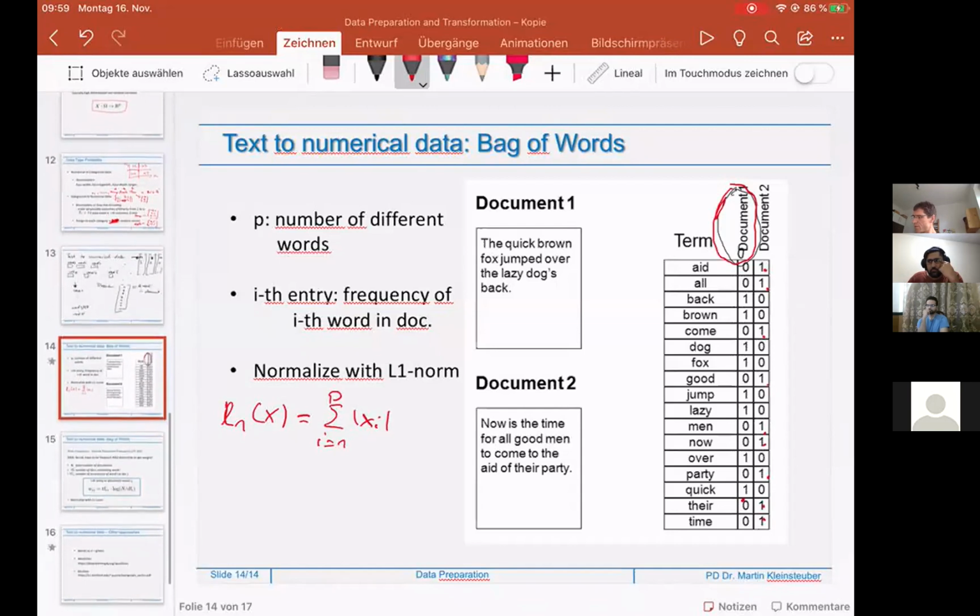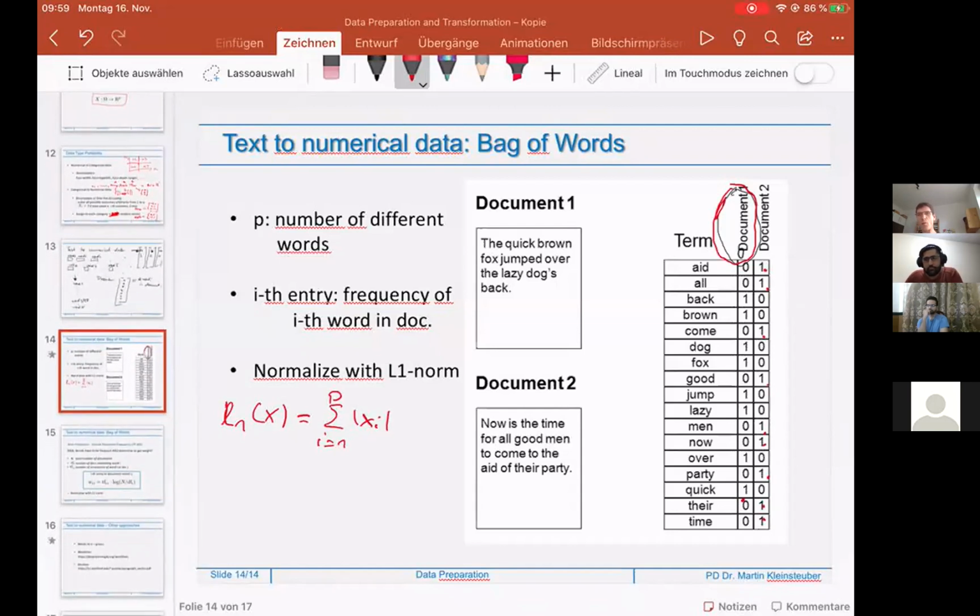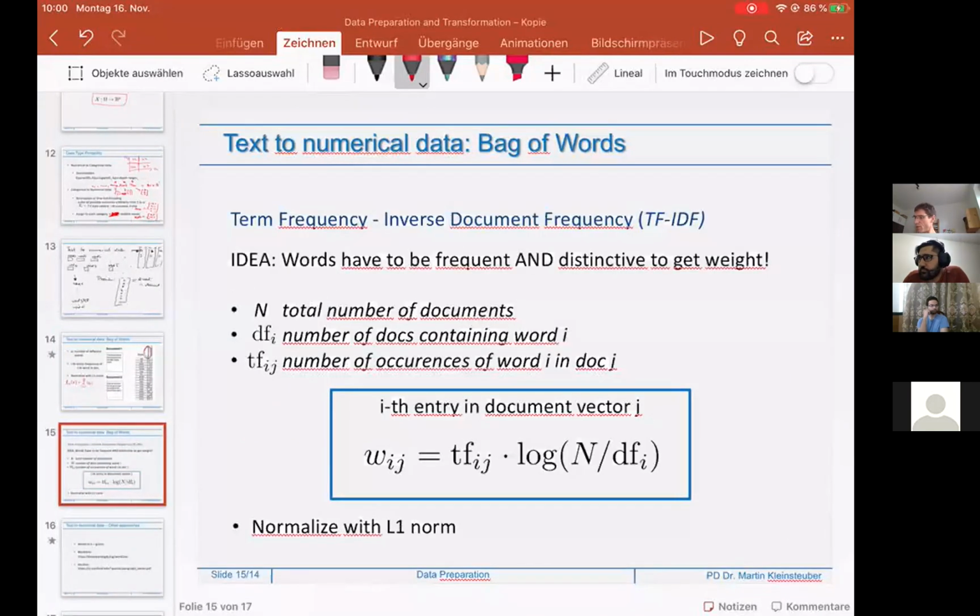But still, as I said, this does not solve the problem of common words that occur. And what you do here is you look at the so-called term frequency and inverse document frequency, the TF-IDF approach, and the idea is that words have to be frequent and distinctive to get some weight in this vector. So that's frequent and distinctive to get weight. For example, words like Russian girl and so on, in a spam mail, or win and lottery and so on and so forth, they should have more weight in this vector than common phrases like good day, sir, and so on.